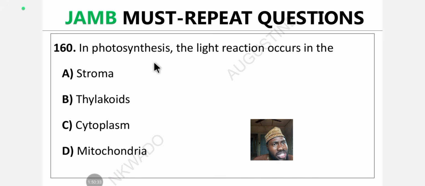Question 160. In photosynthesis, the light reaction occurs in A. Stroma. B. Thylakoid. C. Cytoplasm. D. Mitochondria. What's the answer? Drop the answer in the comment section.